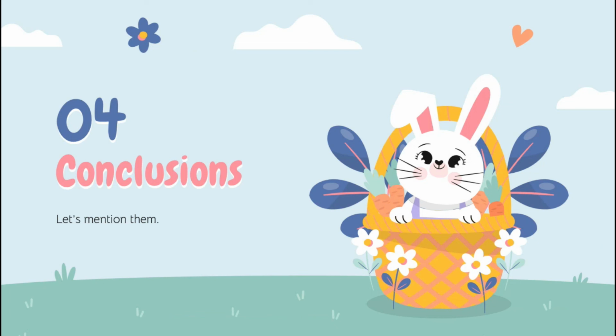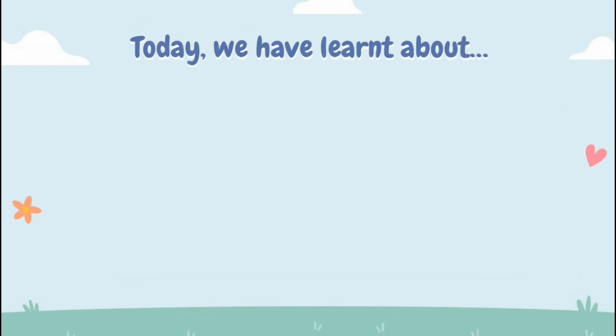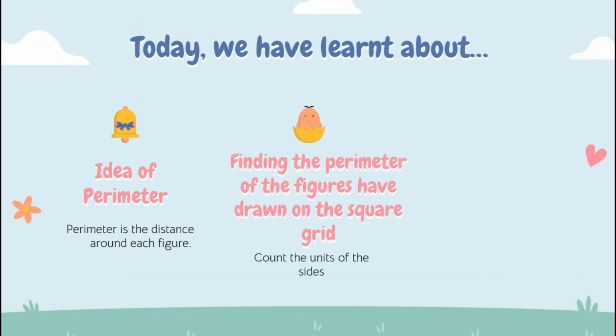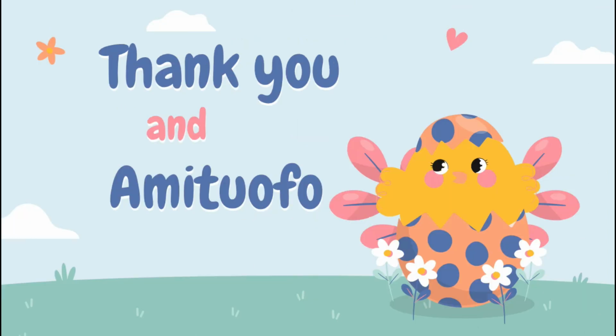Conclusion. Let's mention them. Today we have learned about the idea of perimeter, finding the perimeter of the figures drawn on the square grid, and comparing the perimeter of given figures. That's all about perimeter. Do the exercise.